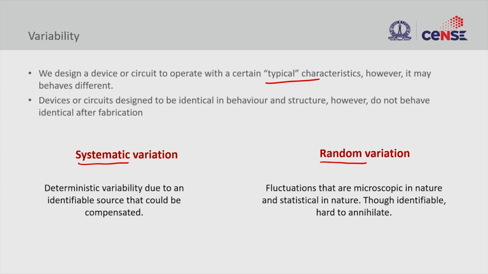On the other hand, we have random variation. Random variations are the fluctuations that happen at the microscopic scale, and they are statistical in nature, and there is no way to completely avoid this random variation. You might be able to identify the source, but the source itself could be uncontrollable. So it is very hard to completely avoid this random variation. However, you should be aware of this variation that exists in your fabrication process.